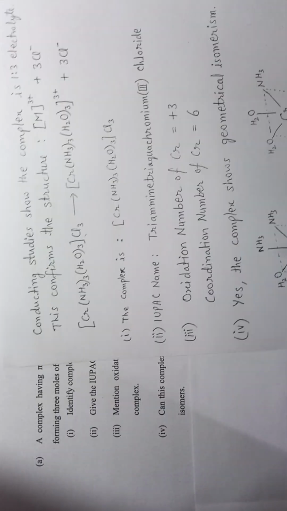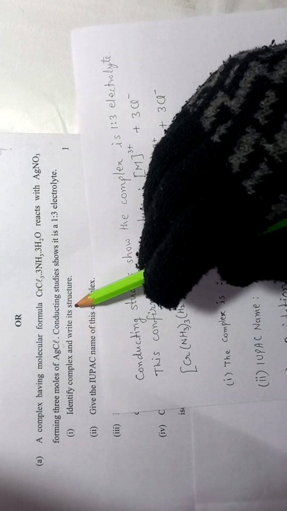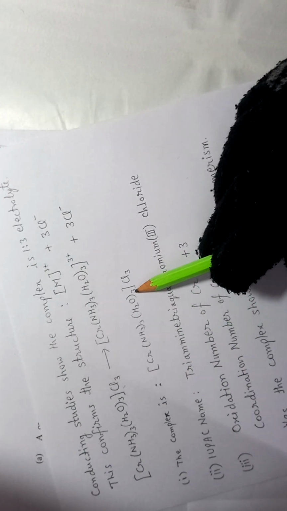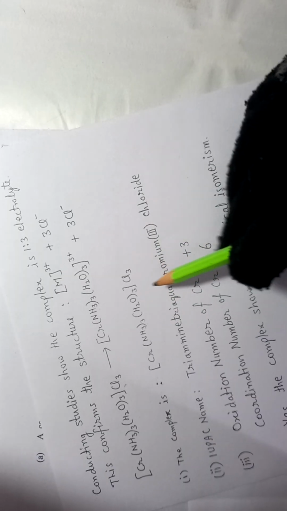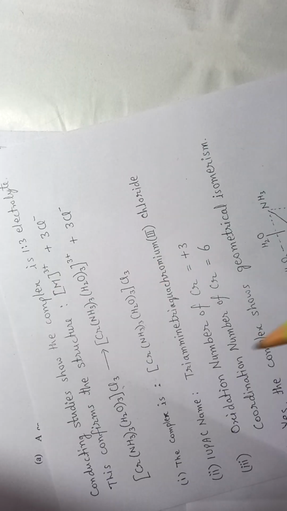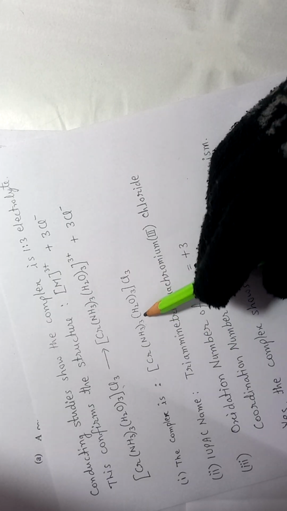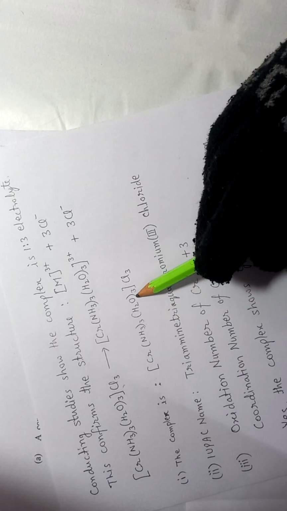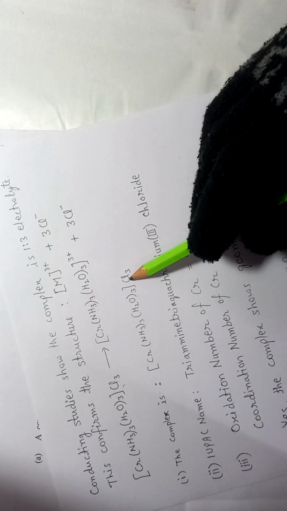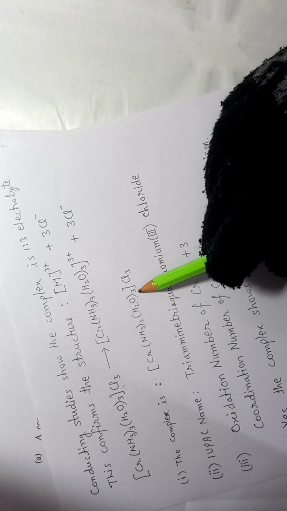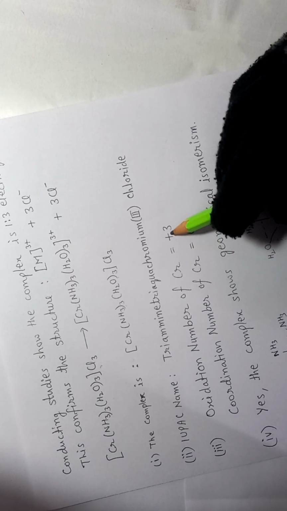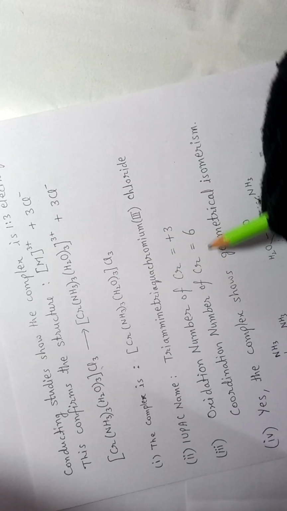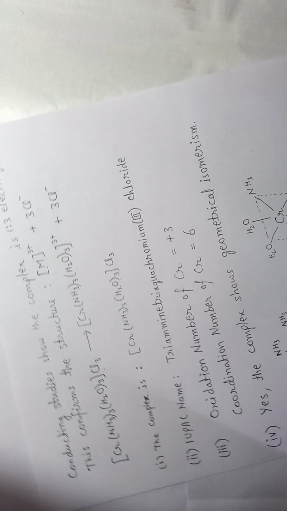So we have to identify the complex and its structure. This is the complex: 3 water molecules, 3 ammonia molecules, and 3 chloride ions outside the coordination sphere. The IUPAC name is triamminetriaquachromium(III) chloride. Now the oxidation number of chromium is +3. Coordination number is 3 + 3 = 6.